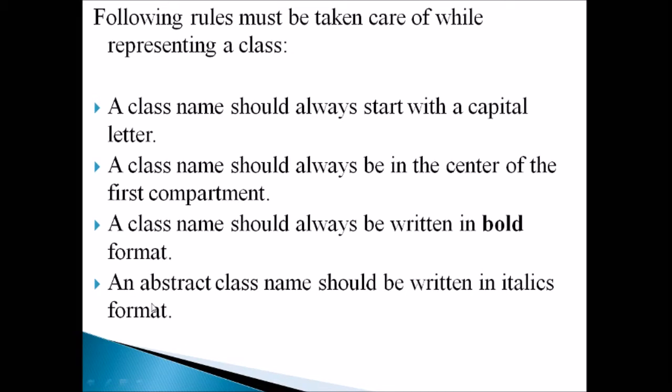And the fourth rule is an abstract class name should be written in italics format. In case there is an abstract class in the class name, then it should be in italic format. The first class should be in a normal format. In case there is any abstract class, that should be given in italic format. So these are some of the rules which should be followed while we give the class name.